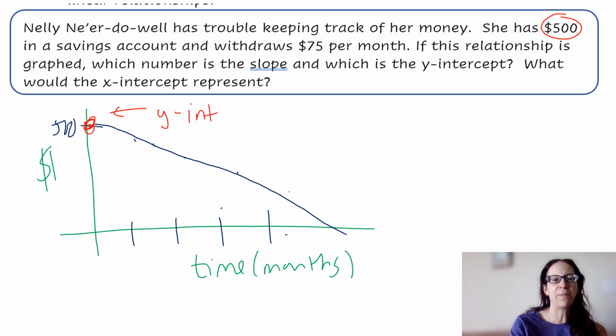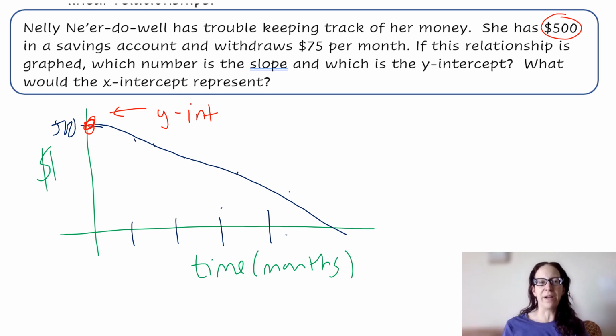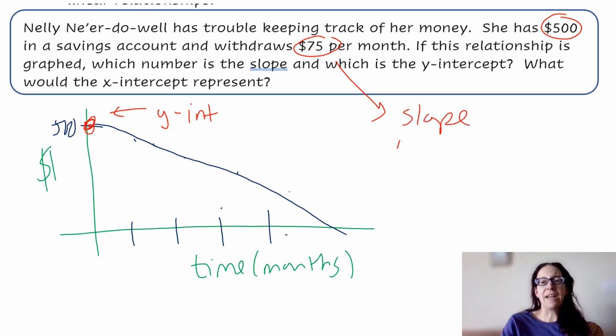So the y-intercept corresponds to the amount of money that Nellie is starting with, which means by process of elimination that the $75 per month would have to be the slope. And in this case, it would actually be negative $75 because she is spending money. If she were saving money and she was putting money into her bank account, the line would be going up, okay, and she would have a positive slope on it. So those are two key things.